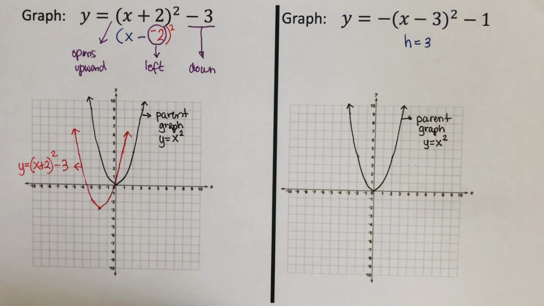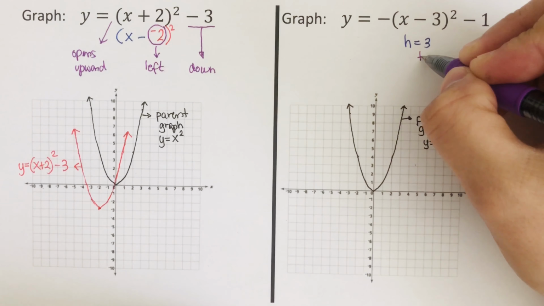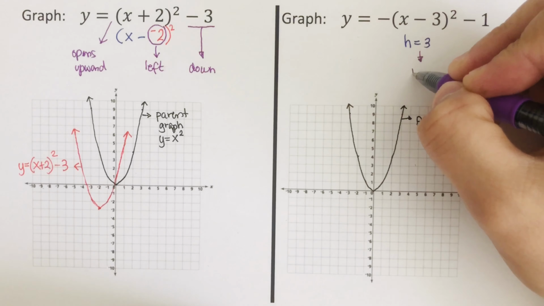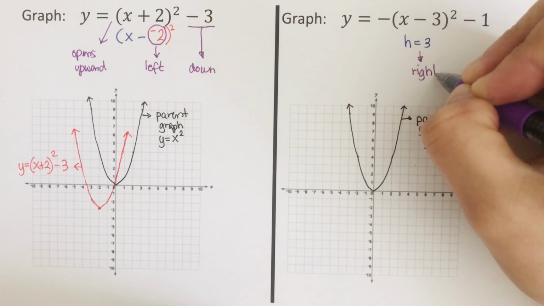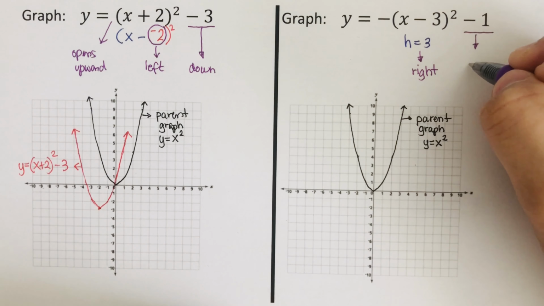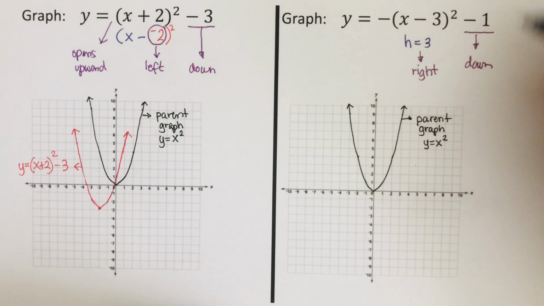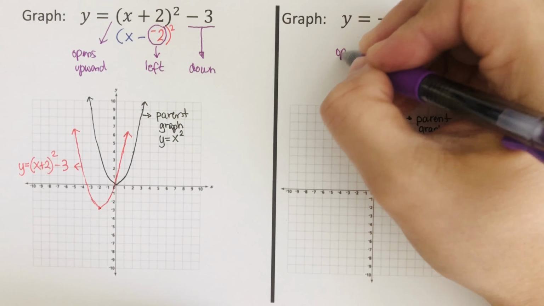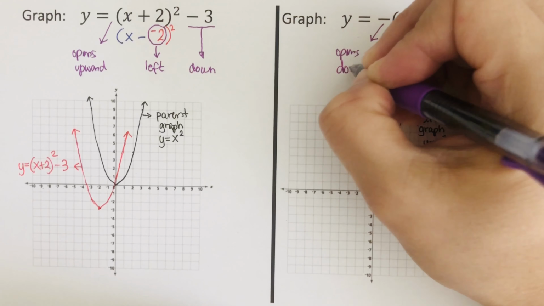This is telling us that we are moving the parent graph to the right, since that is a positive. The negative 1 here tells us that we are moving the graph down 1 step. And this negative here is telling us that the graph opens downward.